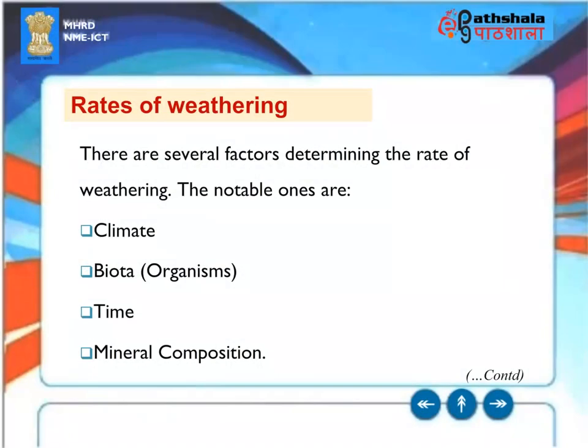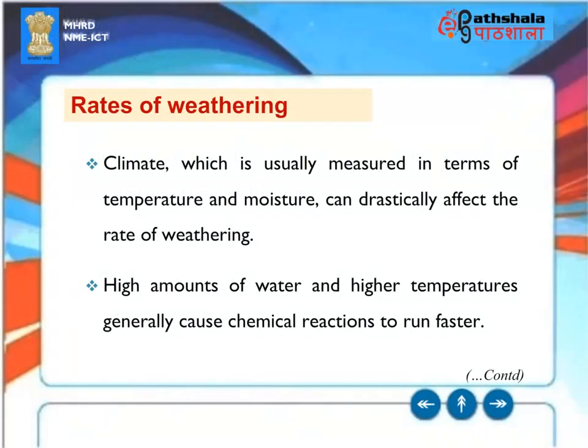Rates of weathering. There are several factors determining the rate of weathering. The notable ones are climate, biota or organisms, time, and mineral composition. Climate, which is usually measured in terms of temperature and moisture, can drastically affect the rate of weathering. High amounts of water and higher temperatures generally cause chemical reactions to run faster.